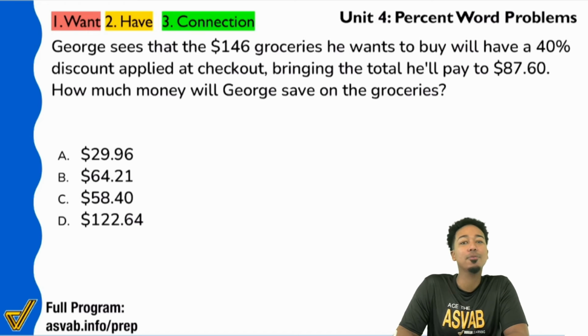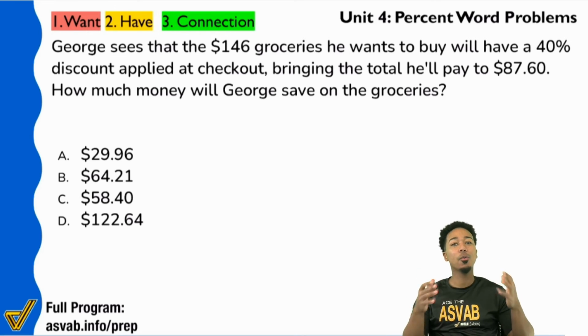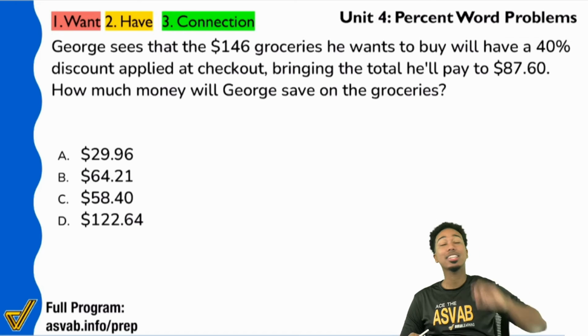All right, example number 5. And with this one, we're looking at another unit here. We're looking at percent word problems. So boom, right there, that's the name of the unit, unit 4.